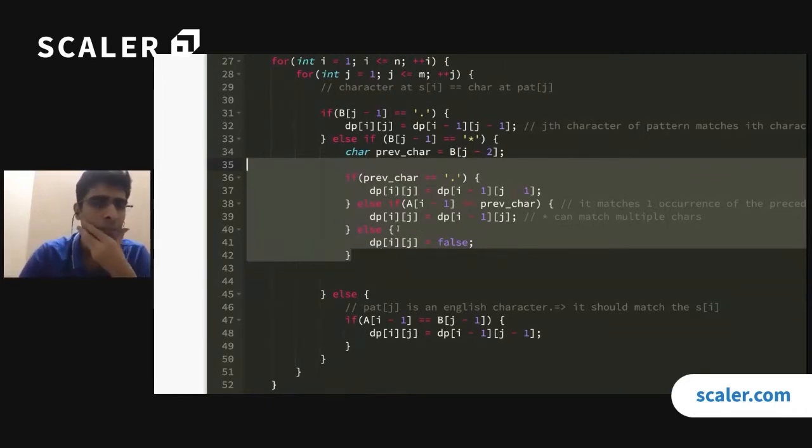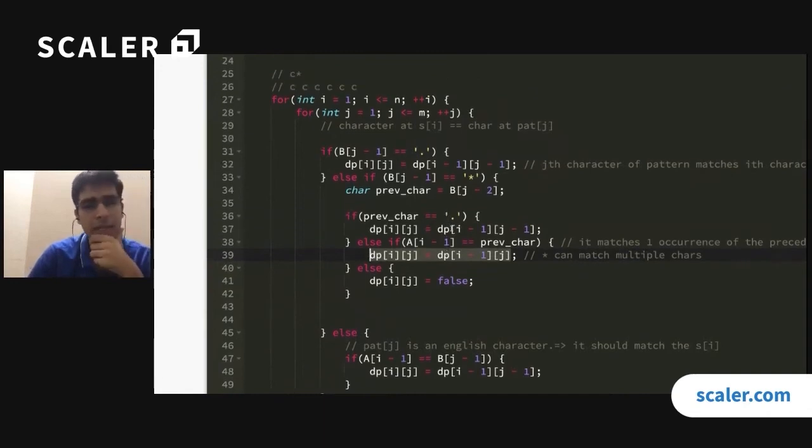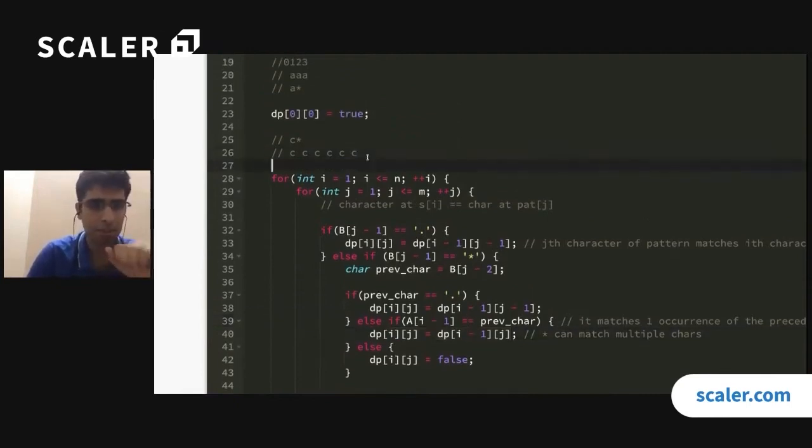Yes. Okay, else if a minus 1 is equal to the previous character, that means these both are matching, then this problem reduces to multiple occurrences of that, right? Yes. And suppose then I am saying dp[i-1][j]. Okay, this matches this. So let us actually try to create the dp table for this thing.